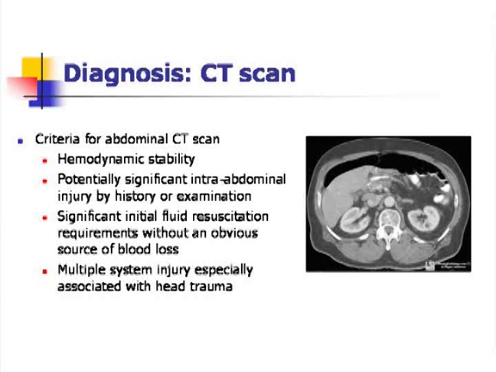So if you have somebody that you suspect has a very minimal mechanism of injury with a benign exam, that's probably not a patient that needs a CT. Another criterion is significant initial fluid resuscitation without an obvious source of blood loss. So if you have a patient that's hemodynamically unstable and you're giving large amounts of fluid resuscitation and you aren't making any progress, then you need to be worried about intra-abdominal bleeding. And then multiple system injury, especially associated with head trauma.